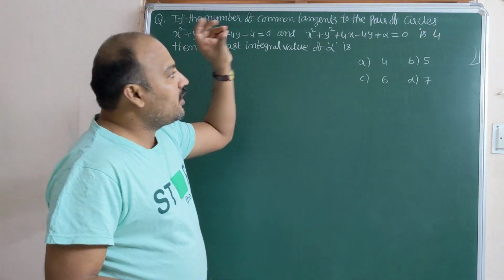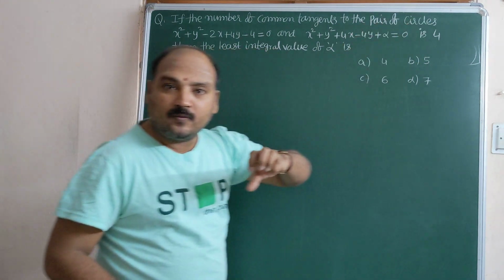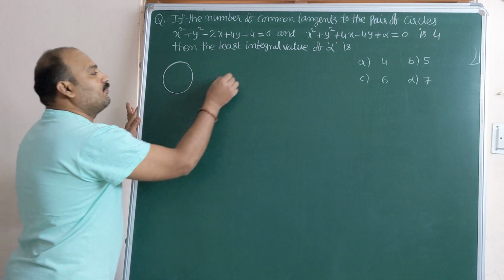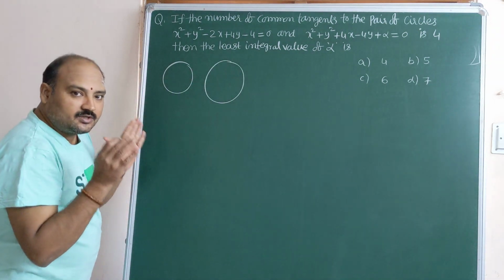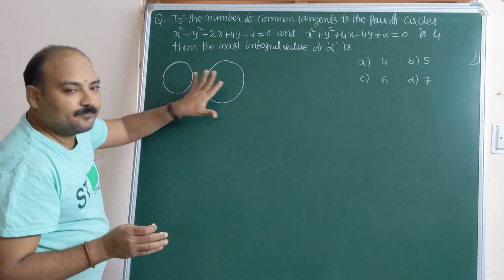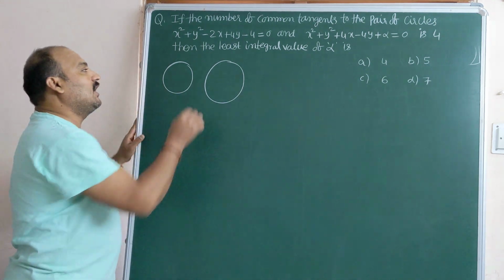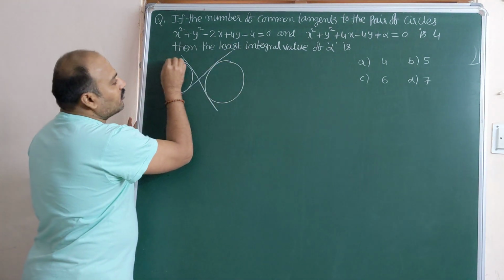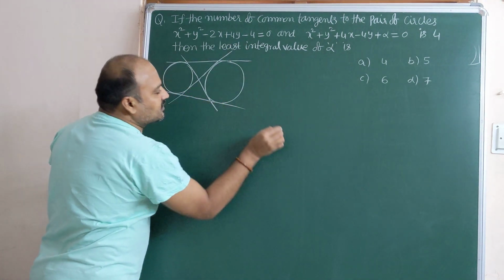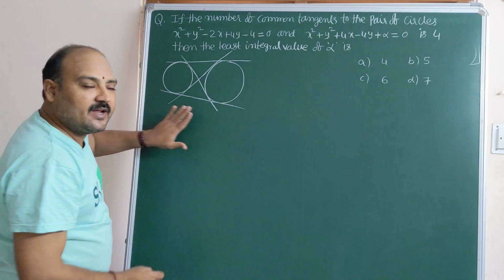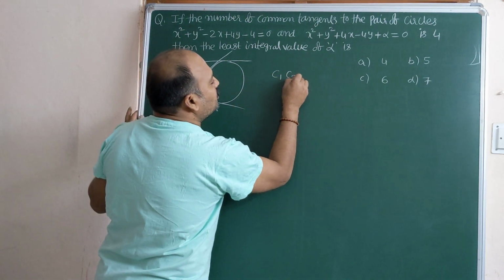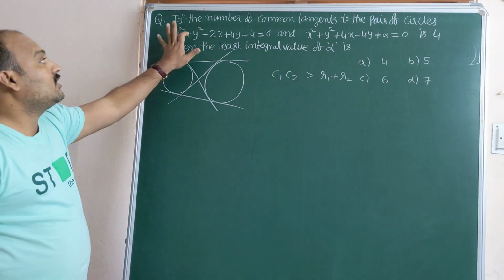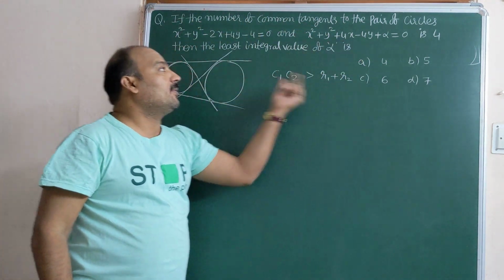When the number of common tangents is 4, for what relative position of circles? When the two circles do not intersect, one circle is away from the other circle, a total of 4 common tangents are possible. So these are the 4 common tangents, dear students. This situation will arise whenever C1C2 is greater than R1 plus R2. So we need to calculate both the circle centers and radii.